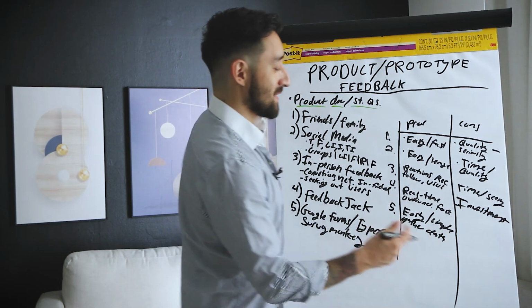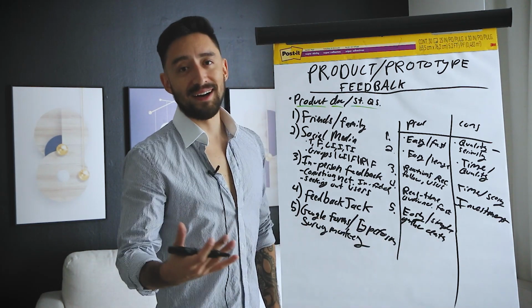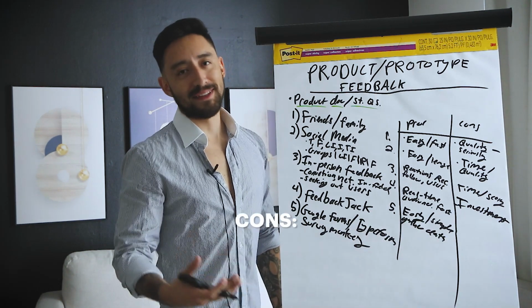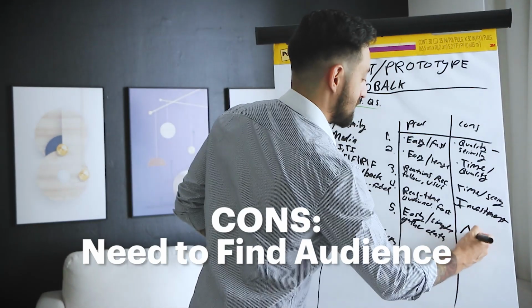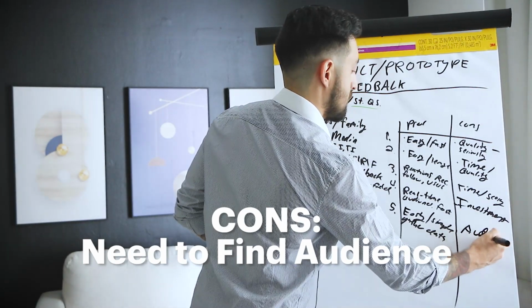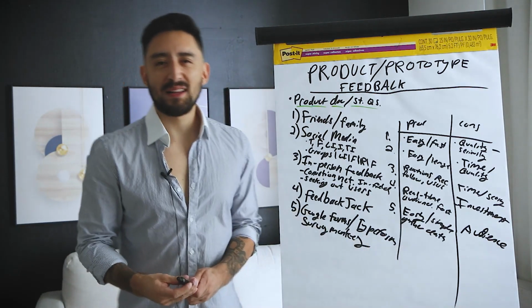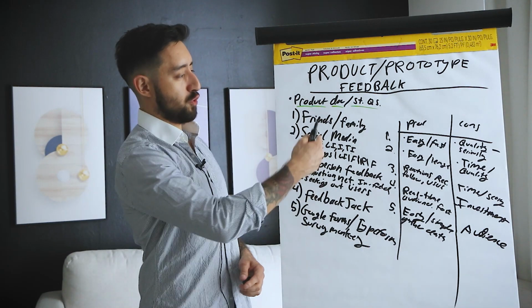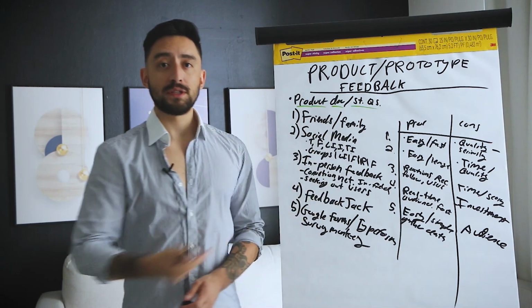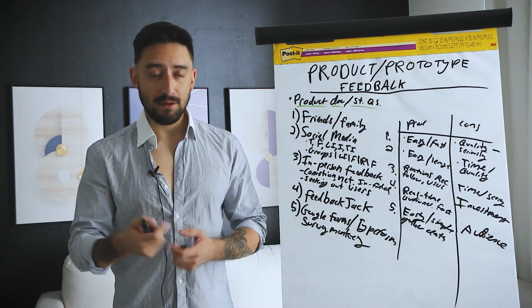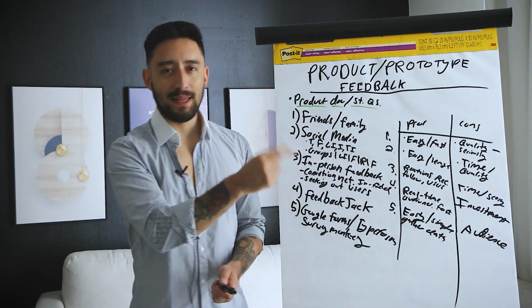Number 6, the biggest con, again, just being honest, you've got to find the audience, right? You've got to actually go out there and find the people that are going to do this survey. So that was kind of the negative, because you have to then use other things like social media, friends and family, in person, right? You really have to go out there or send emails. You have to really be willing to find that audience.